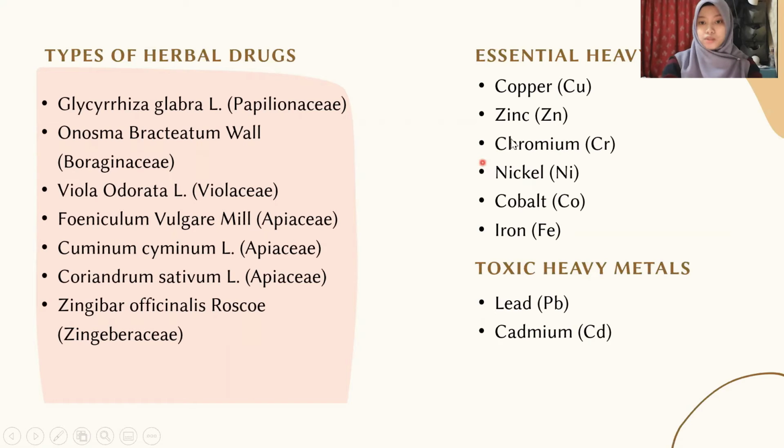Generally, there are two types of heavy metal, which are the essential heavy metals and the toxic heavy metals. The essential heavy metals consist of copper, zinc, chromium, nickel, cobalt, and iron. Meanwhile, the toxic ones are lead and cadmium. These toxic metals are not necessary in the human body as they might cause harm once humans consume these herbal drugs that contain high levels of toxic metals.